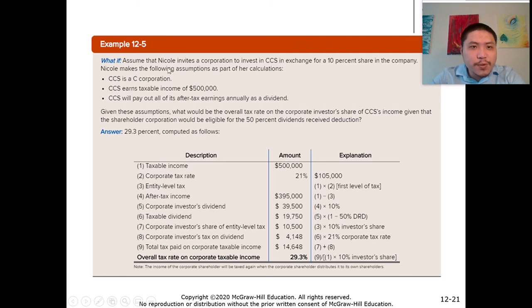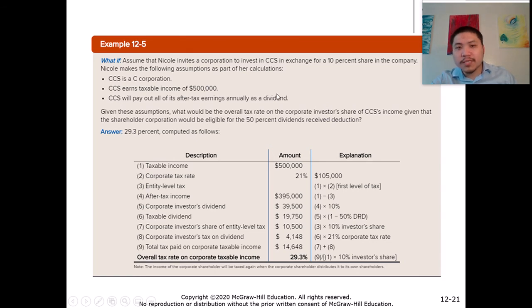The example says: assume that Nicole invites the corporation to invest in CCS in exchange for a 10% share in the company. And then Nicole makes the following assumptions as part of her calculations. CCS is a C corporation. CCS earned taxable income of $500,000. CCS will pay out all of the after-tax earnings annually as dividends, right? Given these assumptions, what would be the overall tax rate on the corporate investor's share of CCS income, given that the shareholder corporation would be eligible for a 50% dividend received deduction, right?